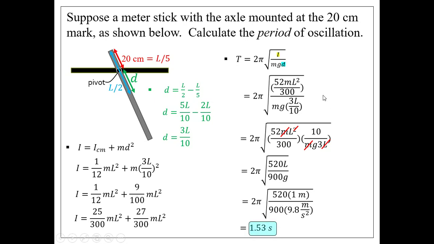I hope that helps. Make sure you apply definitions correctly. Find the proper I value. Don't make false assumptions. Find the distance from center of mass to where the pivot is. Make sure you do algebra correctly, and hopefully that'll lead you to the right value.